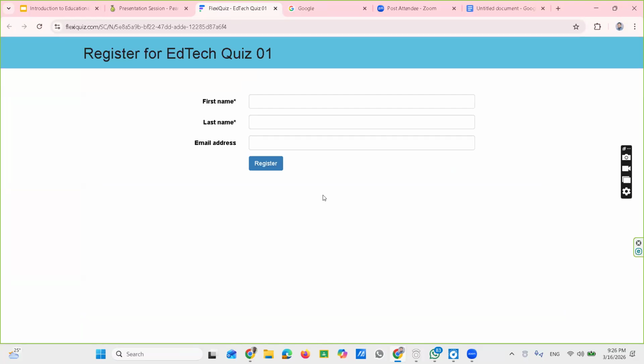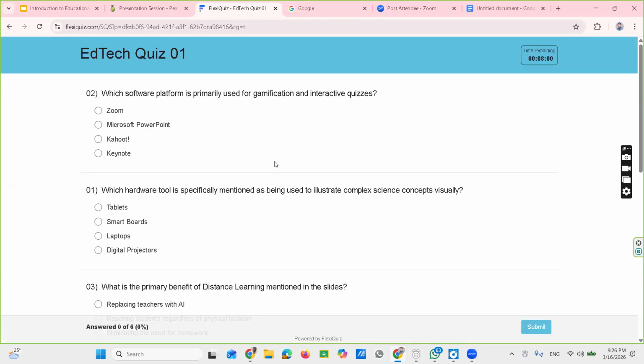Another field, they are asking you to enter an email address. It is not mandatory, it is optional. If you have an email, or if you like, you can put it. Otherwise, no need to put the email address. First name and last name are a must. Then click the register button. Once you click the register button, your questions will appear.